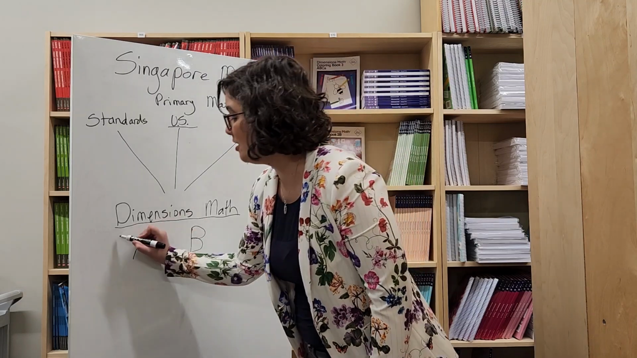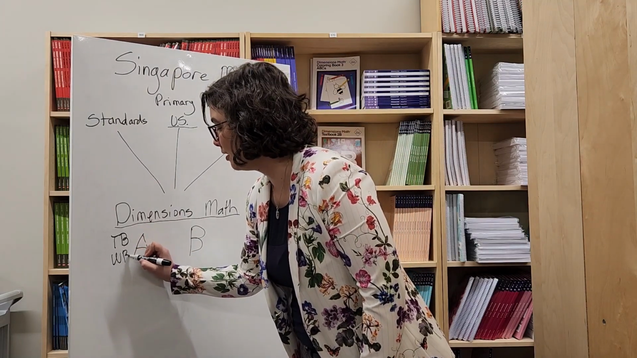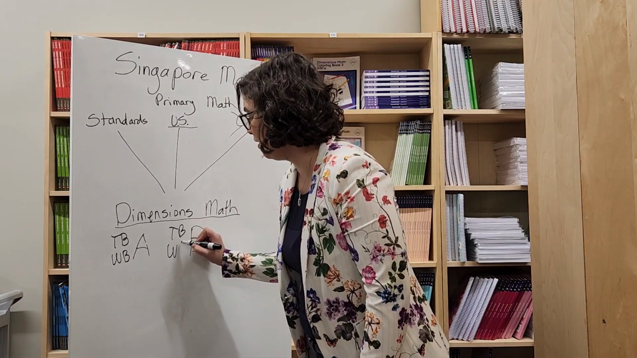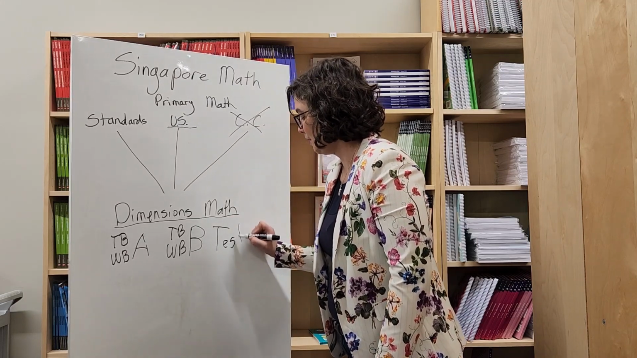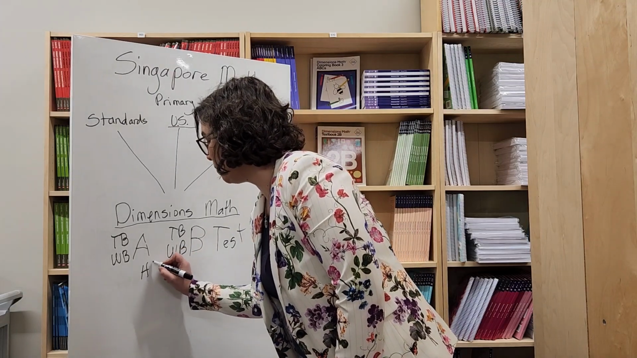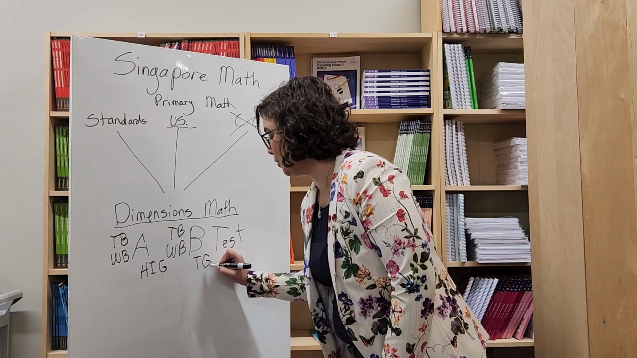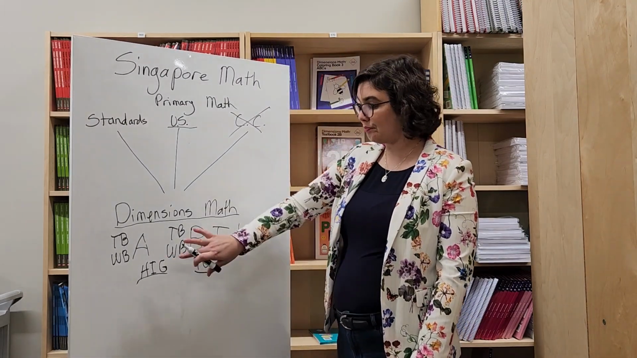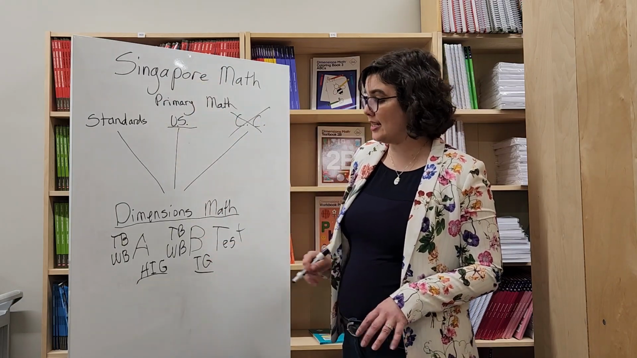Within the A's and the B's, you'll have a textbook and a workbook. And with the B, you have a textbook and a workbook. And there's also tests for that level. In addition, there's the home instructor guide, which I call the HIG, or the teacher guide. If you're in a school, you'd want that one. So you can do a home instructor guide or a teacher's guide. That's the book structure for all of the Primary and Dimensions.